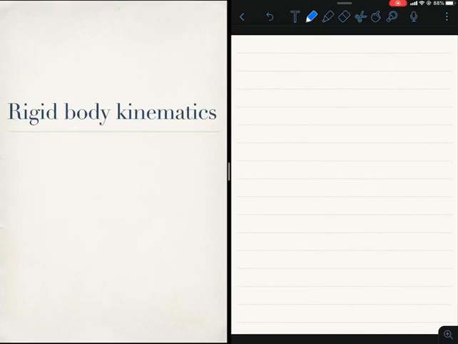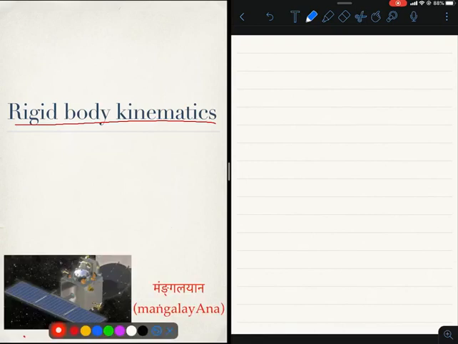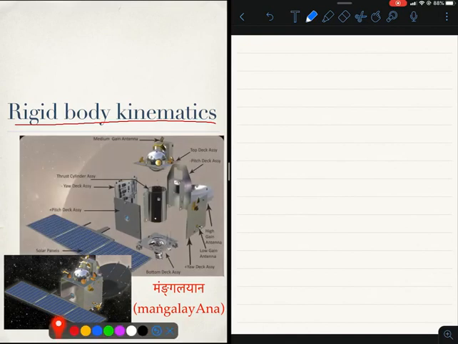So now that we know what a rigid body is, let's turn our attention to rigid body kinematics. Rigid bodies are usually coupled to other rigid bodies. For example, here is the Mangalyaan, and as you will see, the Mangalyaan is actually composed of many so-called rigid bodies: the yaw deck assembly, the antenna, the pitch deck assembly, the solar panels, and all of these small rigid bodies are coupled together and they all move relative to each other.